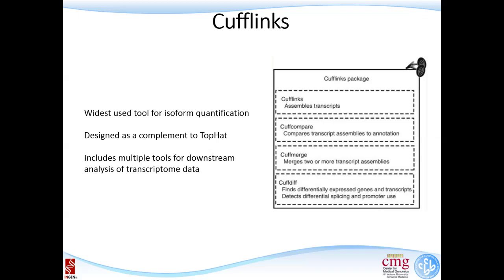So Cufflinks is the most widely used tool for isoform quantification. This is because it was released basically with TopHat 2 as a workflow. All these tools were released by the same laboratory with an explicit design and already prepared pipeline, so all researchers had to do is just pick this up and get running. It includes multiple tools for downstream analysis, and this includes things like merging Cufflinks results from multiple samples so that you have one large transcriptome. If you're analyzing a bunch of samples that you think might have unique isoforms, this is a good option.